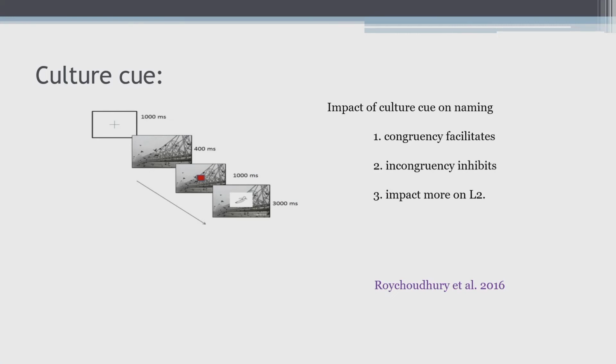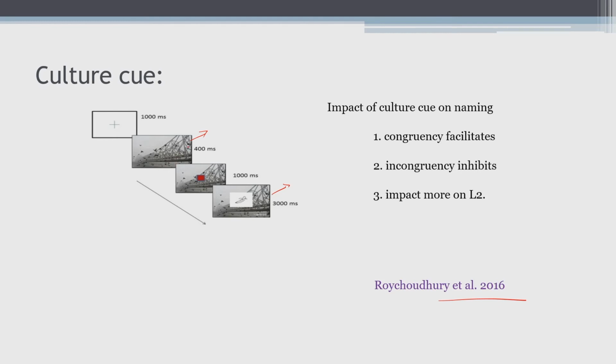In one such study by Rai Chaudhuri et al. in 2016, the impact of a culture cue on naming was shown. This study was carried out on Bengali English bilinguals. The cultural cue here is the Howrah Bridge, and this was a picture naming task. So, they see the picture of the Howrah Bridge.